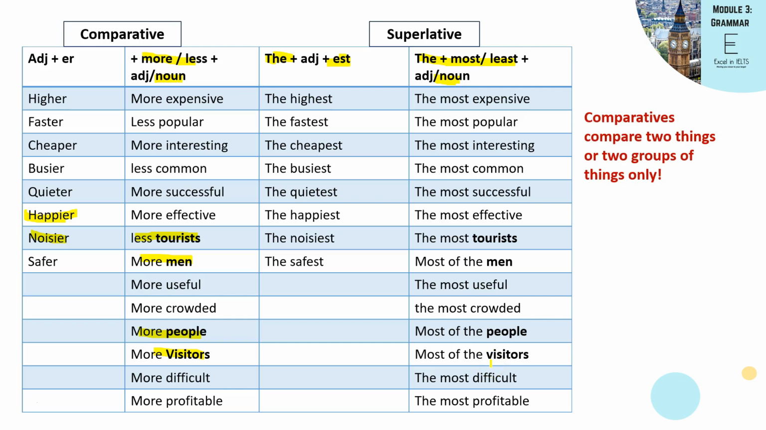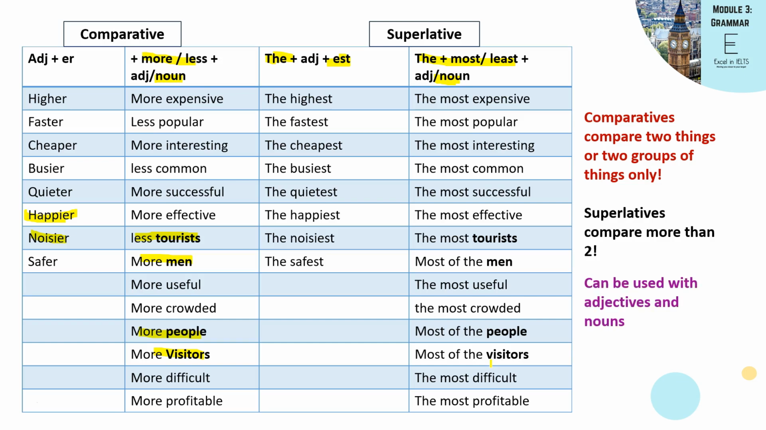So remember that comparatives compare 2 things or 2 groups of things only, whereas superlatives can compare more than 2. It can be 3, it can be 500, it can be 1000. There is no limit, but it's more than 2 things that's being compared. So it can also be used with adjectives and nouns, as these examples show. You can use nouns in comparative and superlative structures as well.